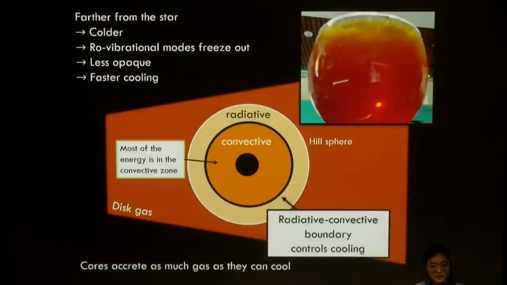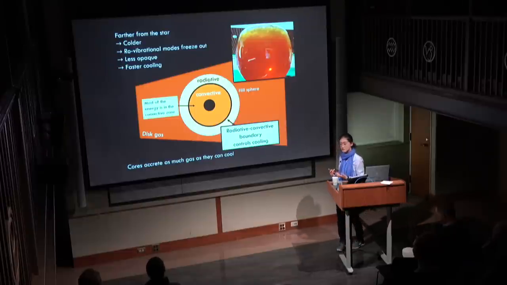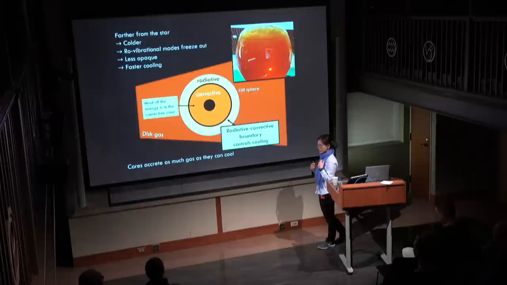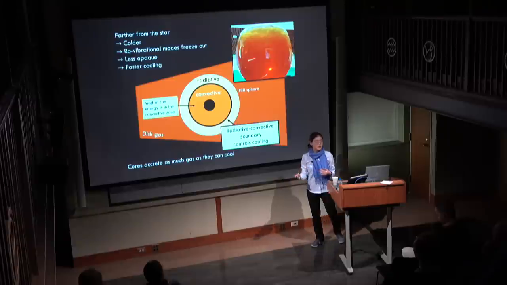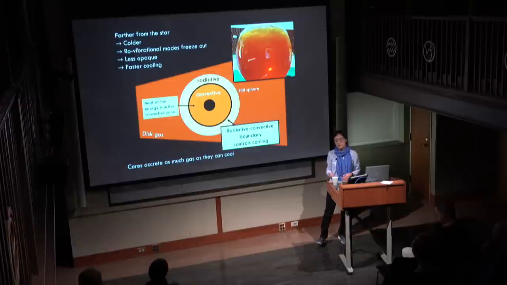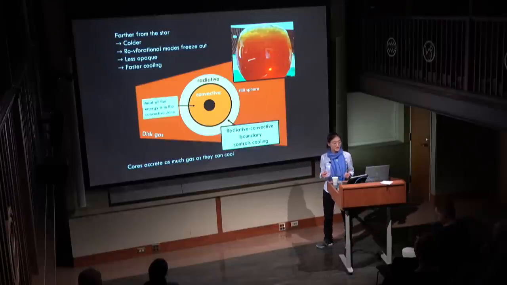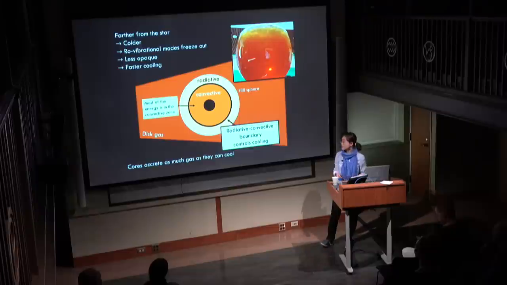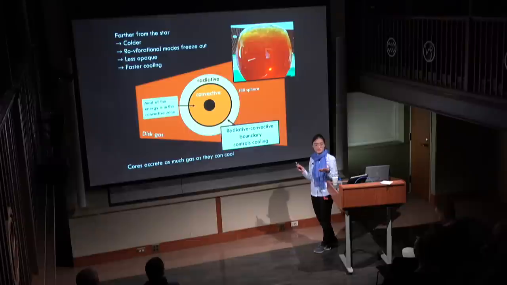So farther out from the star, the colder the disk gets. And when you do not have dust grains as the opacity source, what's important is the gas molecule opacity. And farther out you go in the colder environments, the rovibrational modes tend to freeze out so that the planet becomes less opaque. And when the planet becomes less opaque, it is more likely to cool. So that's a lot of words, and like any physical concept, it's much more easily understood if you just see it in action.